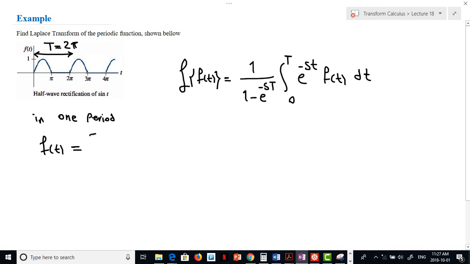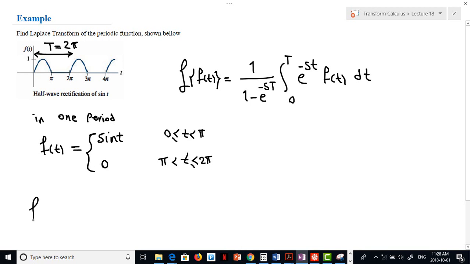In one period, f(t) is equal to, when t is between 0 and pi, we have sine t, because this function is the half wave rectification of sine t. And when t is between pi and 2 pi, it's equal to 0. It's in just one period.